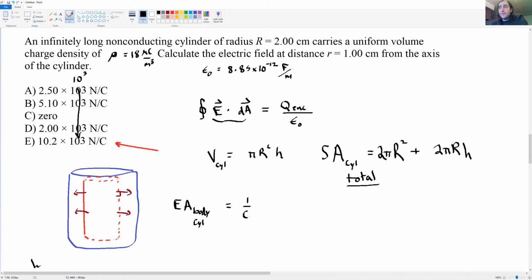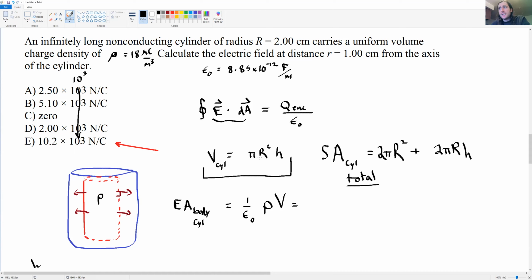So E times the area of the body of the cylinder has to be equal to charge enclosed over epsilon naught. To figure out how much charge is enclosed in this surface, we need to know the charge density. So it has a charge density rho of 18 microcoulombs per meter cubed. So we need the volume of the cylinder. I think it was Duke who said we would need that. So that's good, Duke. What we need to do now is recognize that the density is constant, so we do not need to do an integral. We can simply do rho times the volume.